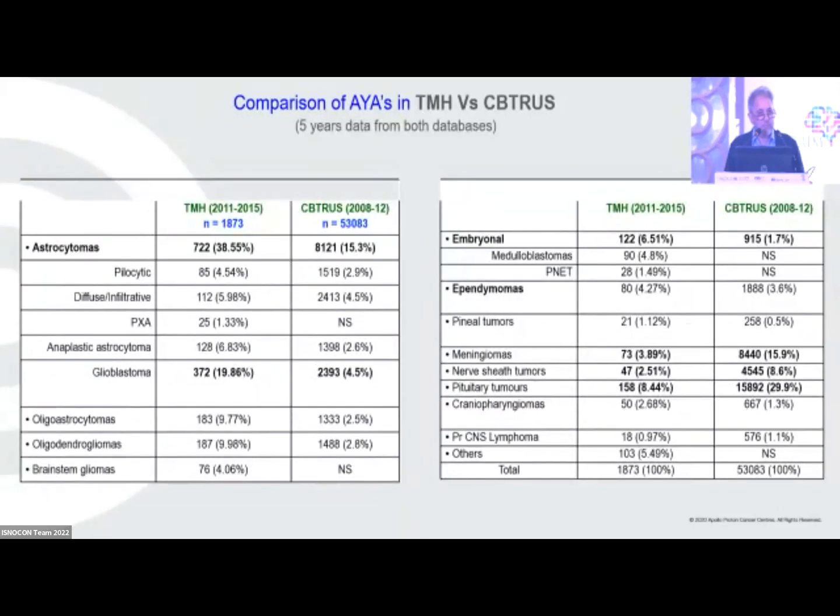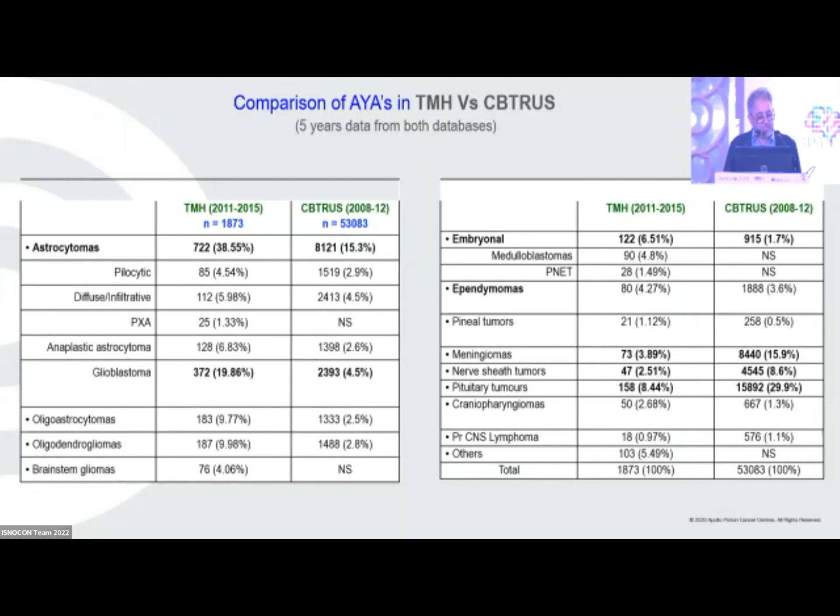That time it was kind of a nascent stage for the molecular biology or molecular pathology, but we did compare our data with the Central Brain Tumor Registry of the United States data, which was, of course, about 53,000 patients, but that was in entire North America, and we were just one hospital.